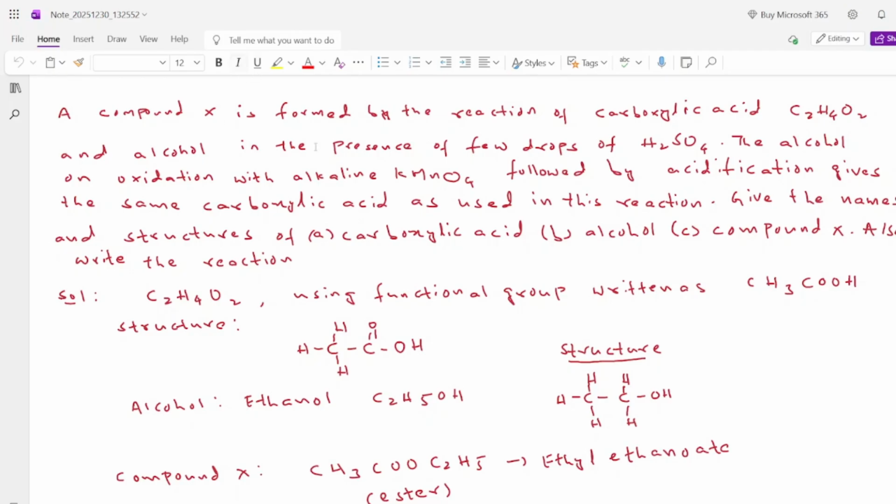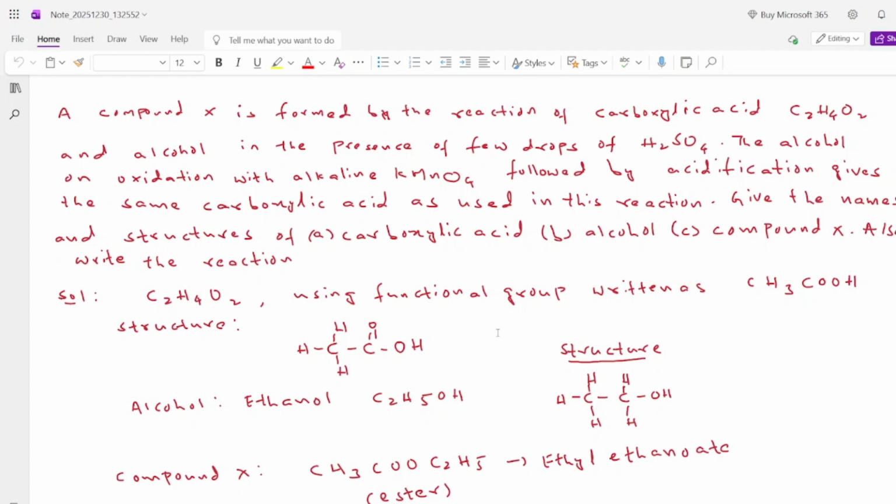So what is it saying here? The compound X is formed by the reaction of a carboxylic acid. In the carboxylic acid, what do you have? C2H4O2, there are two carbons. So the carboxylic acid with two carbons is what? CH3COOH, which is acetic acid, basically. So that is what we have here, CH3COOH, acetic acid. And if you are learning the structures and all that, you will easily understand how this structure can be written.